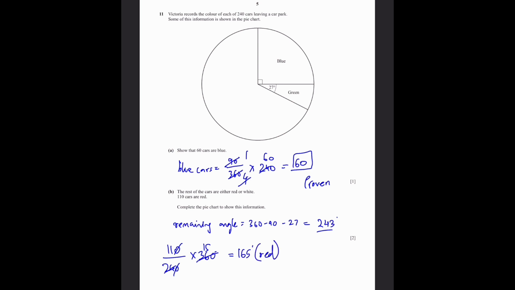And now we can measure an angle of 165 degrees over here from this line. So 165 degrees will be something like this, obtuse. That'll be red, and the rest of it will be white. They've asked to draw it on the pie chart to show the information, that's why I'm doing this here. And also just label this as 165 degrees. And this one over here is going to be 243 minus 165, that's equal to 78 degrees. That's the answer.